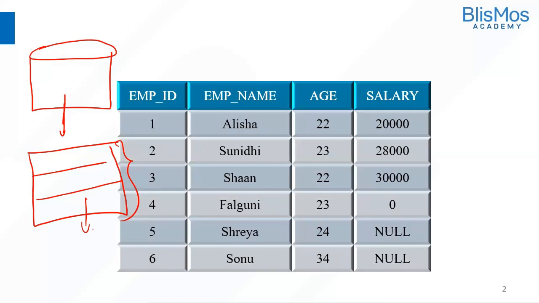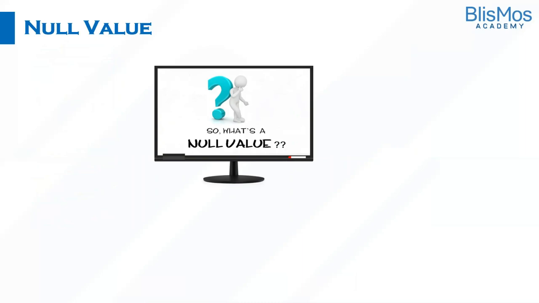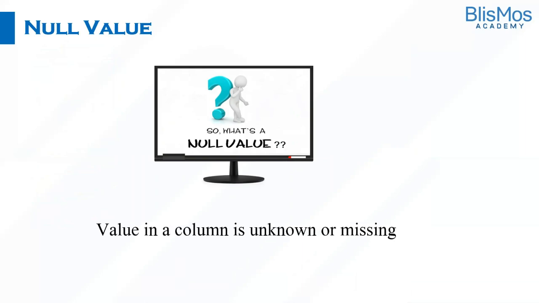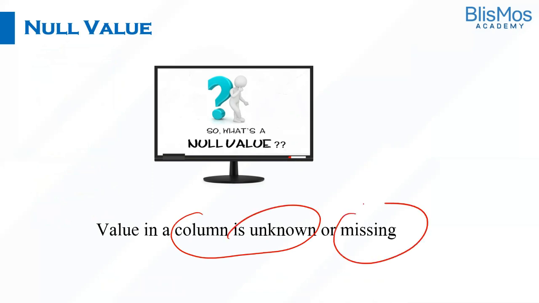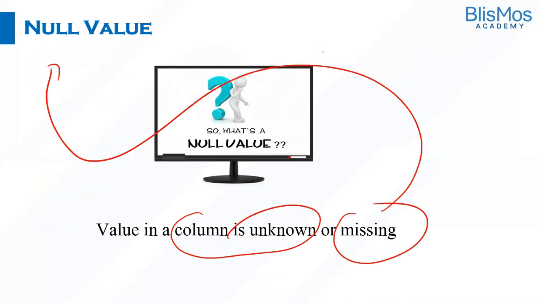If I bring up this table, we have a null value as a part of this particular table. What is null? How is null different from an empty space? We'll understand that as a part of this series. What is null? Null is a value that doesn't exist. A value in a column which is unknown or missing is called a null value. We can also say absence of a value is called a null. Simply, a field that doesn't contain a value of any kind is called a null value.